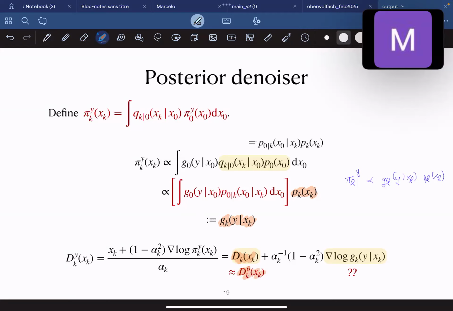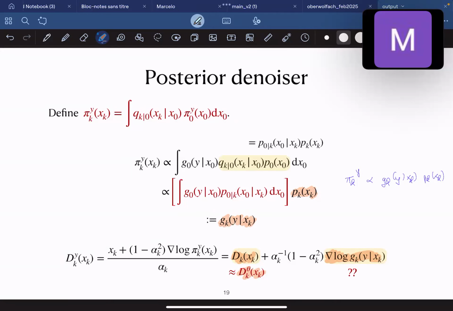But the main problem that I face is that the scores associated with the g_k are intractable. Why so? Because, just by definition, from what you can see here, the g_k are high-dimensional integrals that you cannot estimate efficiently. And so here you need to come up with a well-motivated approximation. And that's where DPS comes in.